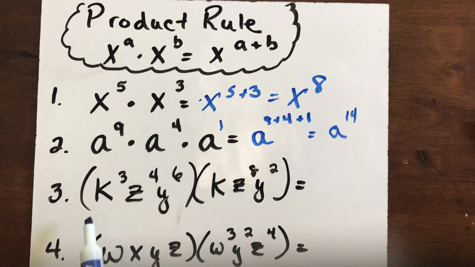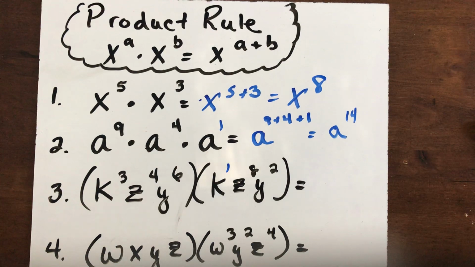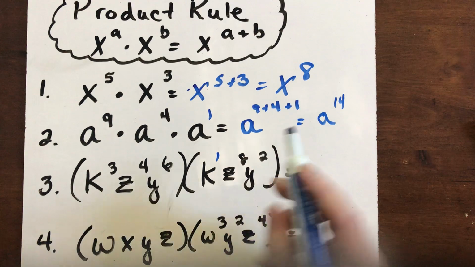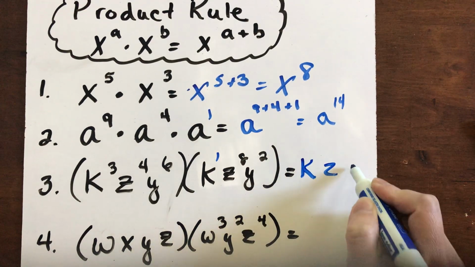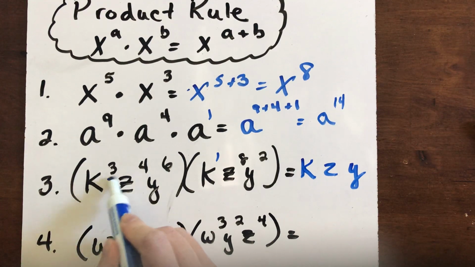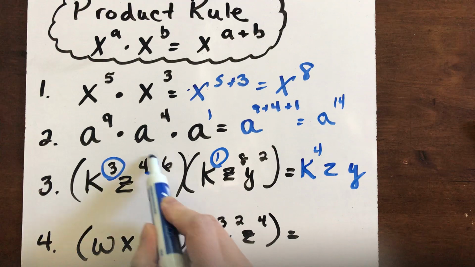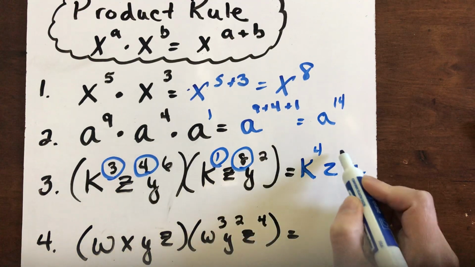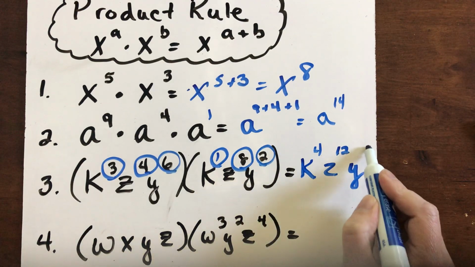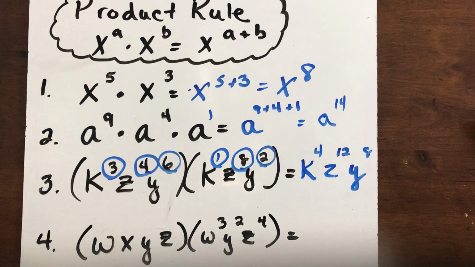Now, again, I taught you that when your base doesn't have an exponent, to go ahead and put a 1 on it. That k doesn't have anything. How many different bases do we have? We've got 3. We've got k, z, and y. So what we have to do is add them up for each one. So 3 plus 1 is 4. 4 plus 8 is 12. And 6 plus 2 is 8. So your answer would be k to the 4, z to the 12, and y to the 8.